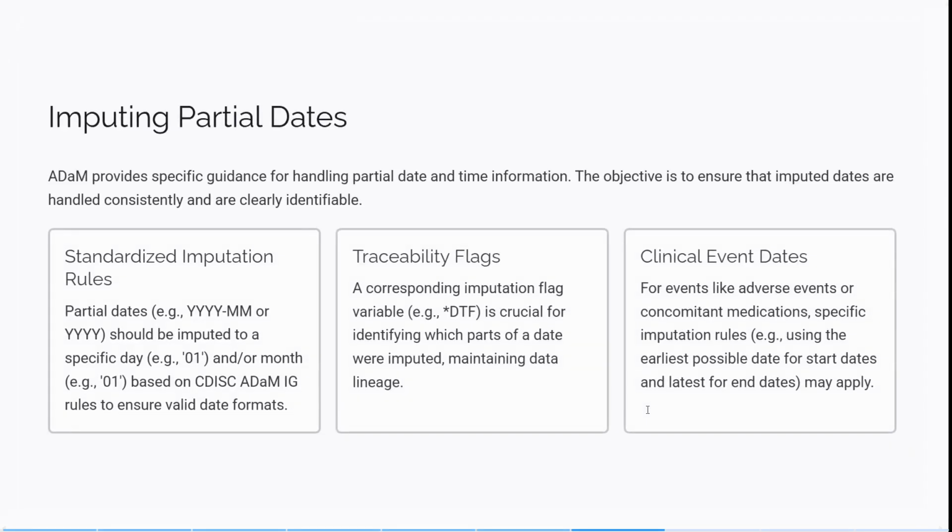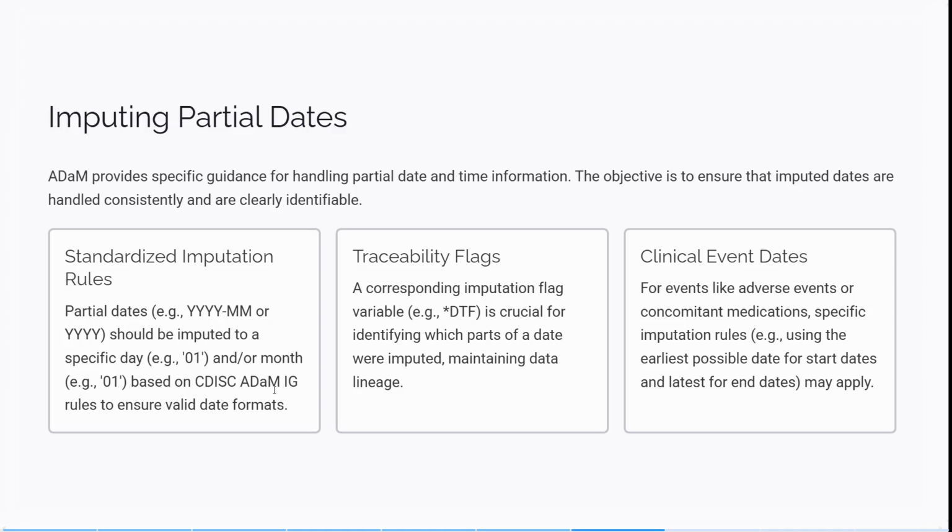Imputing partial dates: ADaM provides specific guidance for handling partial date and time information. The objective is to ensure that imputed dates are handled consistently and are clearly identifiable. Standardized imputation rules: a partial date should be imputed to a specific day, for example 01, and month 01, based on the ADaM implementation guidelines rules to ensure valid date formats. If you check in the ADaM IG, you will find the valid date formats. So make sure we follow those implementation guideline imputation rules.